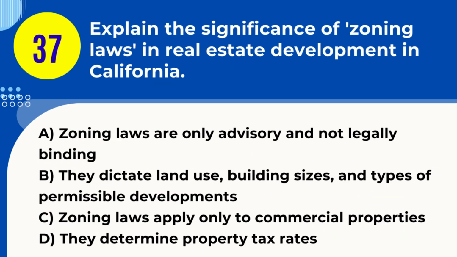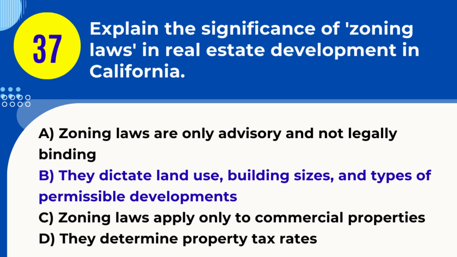Question 37. Explain the significance of zoning laws in real estate development in California. A. Zoning laws are only advisory and not legally binding. B. They dictate land use, building sizes, and types of permissible developments. C. Zoning laws apply only to commercial properties. D. They determine property tax rates.